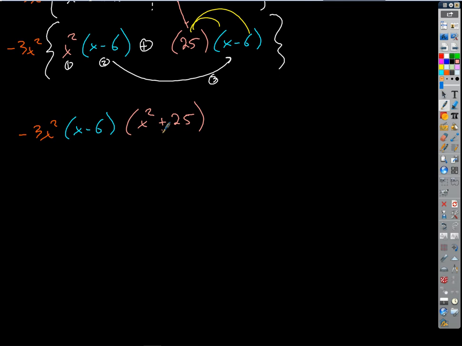Can I? How come? Because it's a sum of squares, and there's no pattern for sum of squares. Right? We only get a pattern for difference of squares. But for sum of squares, there is no pattern. That's the tricky one. So that's our answer.